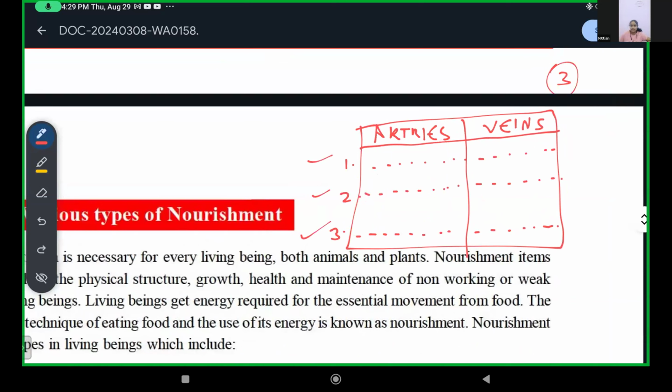Columns are only necessary when you are writing a difference, because you are comparing two things. That is why it's essential for us to write in columns. If 3 marks, then 3 points; 2 marks, then 2 points. Like that, you can answer it. So for the next test, please keep this in mind while answering the questions. That's all for the class today, and I'll see you guys tomorrow.